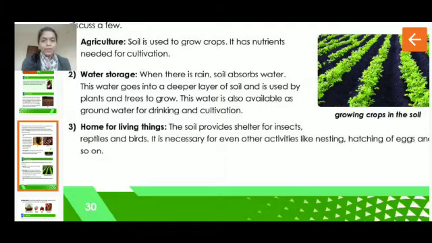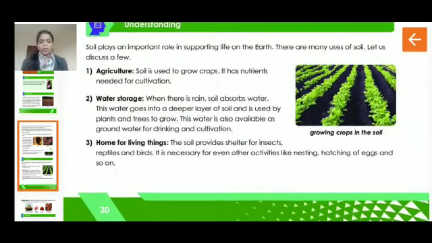Last time we have discussed that soil provides shelter for insects, reptiles, birds. It is necessary for even other activities like nesting, hatching of eggs and so on. कुछ animals या कुछ birds ऐसे होते हैं जो मिट्टी में eggs lay करते हैं, या कुछ birds होते हैं जो मिट्टी में रहते हैं. Reptiles जैसे snake हो या other reptiles, वो सारे मिट्टी में रहते हैं. कुछ insects अपना घर मिट्टी में बनाते हैं. So all these things, that home for living things is given by soil. These were a few of the roles of soil which we have discussed in today's lecture.